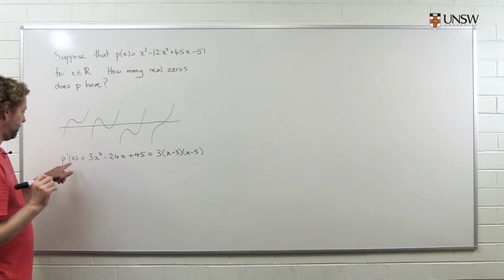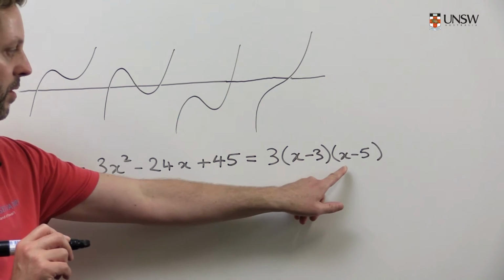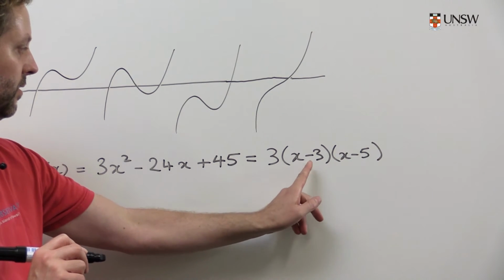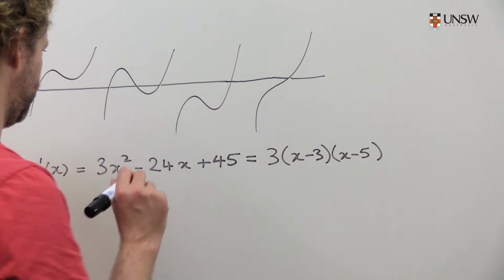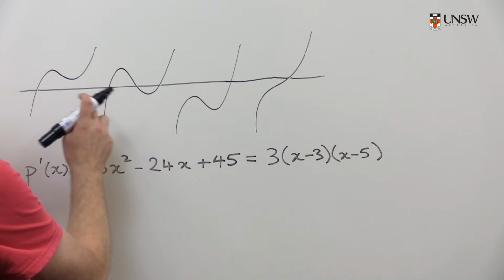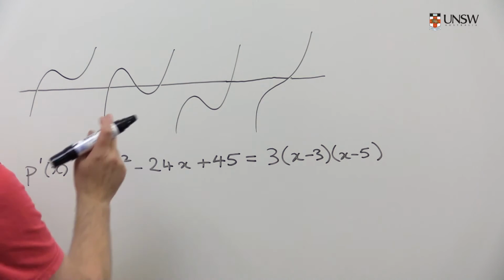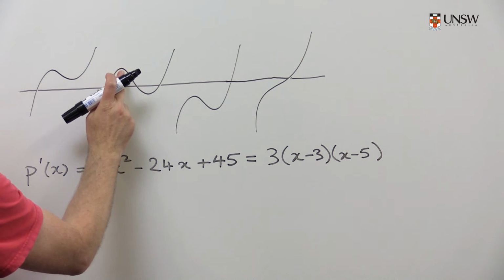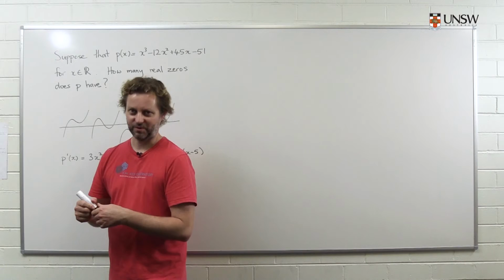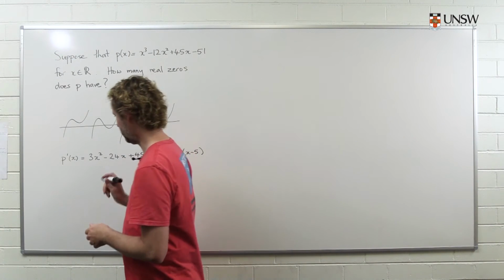So we can see immediately that there are two stationary points, one when x minus 3 is 0 and one when x minus 5 is 0. So x equals 3 and x equals 5 will give me the stationary points. And so we have one of the situations like this with the two stationary points, and we perhaps want to find out whether it's like this or like one of those. So we need to calculate the value of p at these two stationary points.